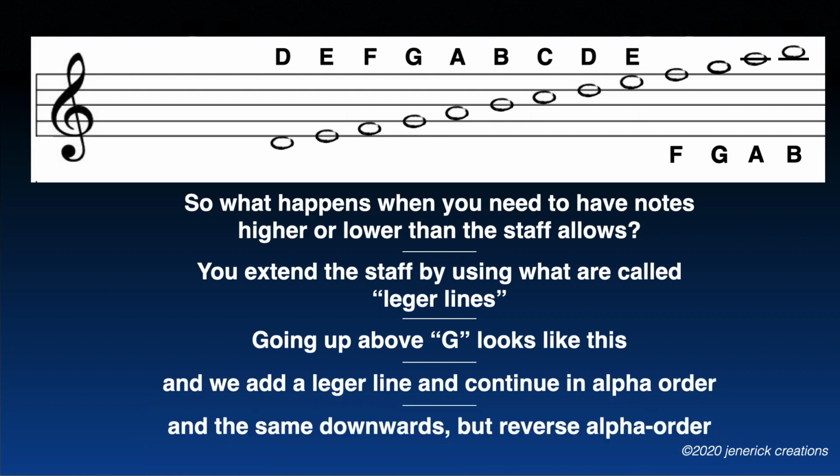And the same is downwards, but in reverse alphabetical order. We can add a ledger line down there, put a note on that, that's the note C. And there's a ledger line, and the note B hanging below that.